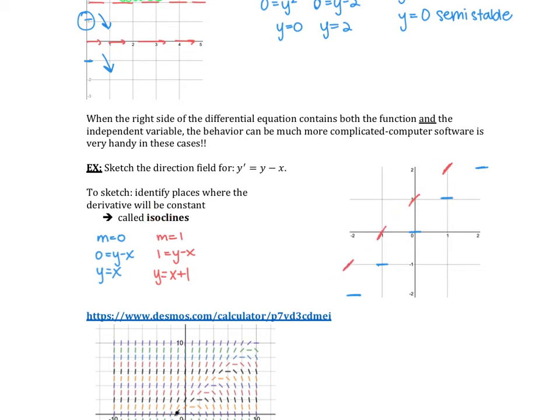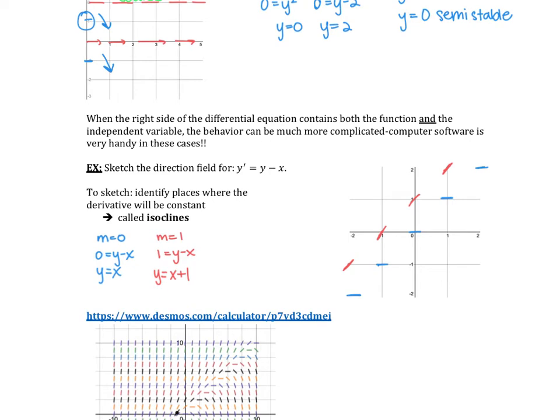Each of these are called isoclines. Okay? Each of these places along here, and notice I did them in different colors. Desmos did it a little bit different. But these are called isoclines. Okay? On each of these curves, an isocline, the derivative will be a constant value.